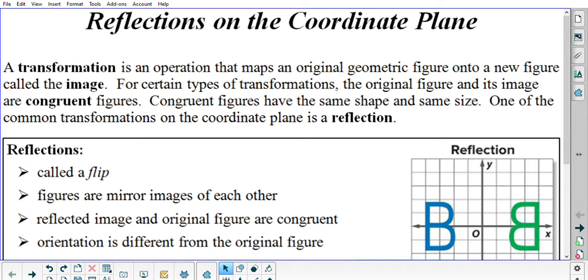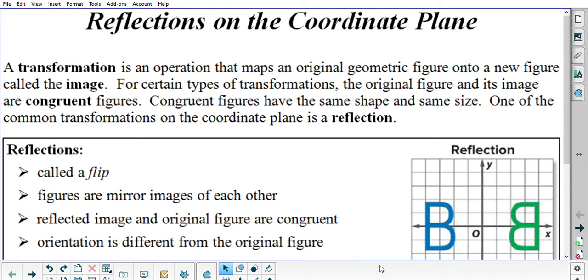A transformation, as I had taught you before, is an operation that maps an original geometric figure onto a new figure called the image. For certain types of transformations, the original figure and its image are congruent figures. Congruent figures have the same shape and same size. One of the common transformations on the coordinate plane is a reflection. Now, full disclosure, most of those sentences were the exact same sentences that you found on the guided notes for translations, except for that last one.